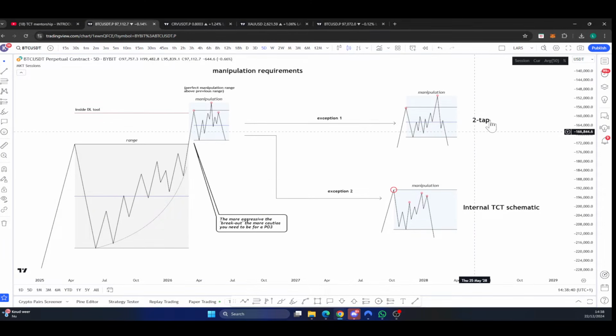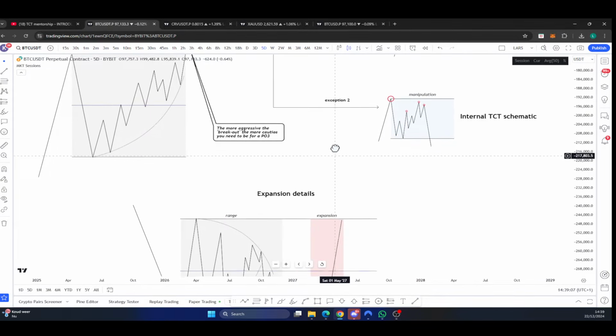Now, sometimes in case of a two-tap schematic, you do have the risk of getting stopped out in case the manipulation phase wants to put in a model 1 distribution, but that is simply when you have to take the L to get the W. But if you focus on having that proper return to zone inside of the schematic and inside of the PO3 range, you will not have this issue, okay?